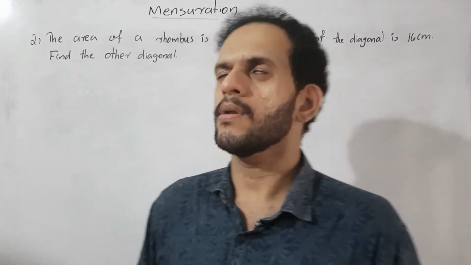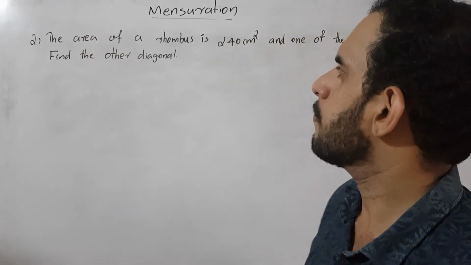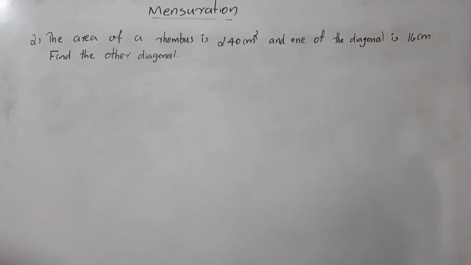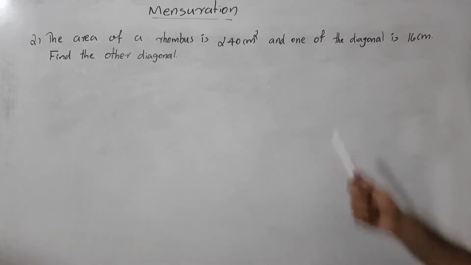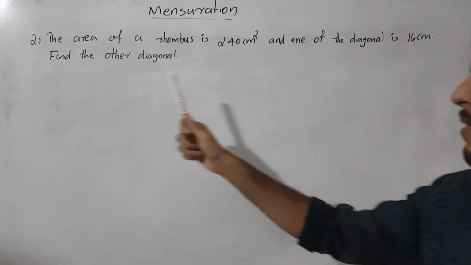Here we go to the next question. The question is, the area of a rhombus is 240 square centimeter and one of the diagonals is 16 centimeter.